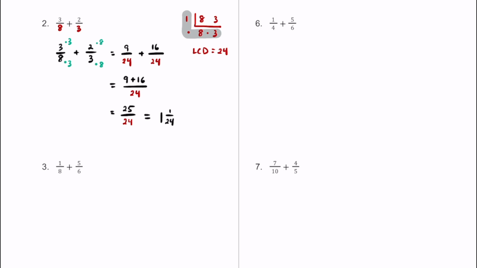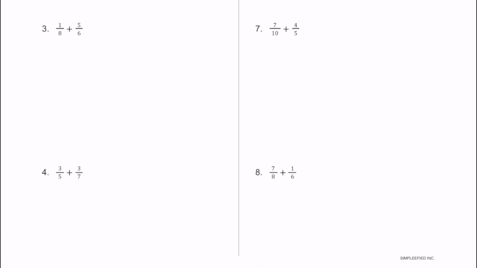Let's take a look at number 3. For number 3, we have this fraction of 1/8, and we're going to be adding 5/6 onto it. They have different denominators here, so let's go ahead and figure out when is the first time they meet, or the least common denominator. For 8 and 6, I think 2 is a common factor.